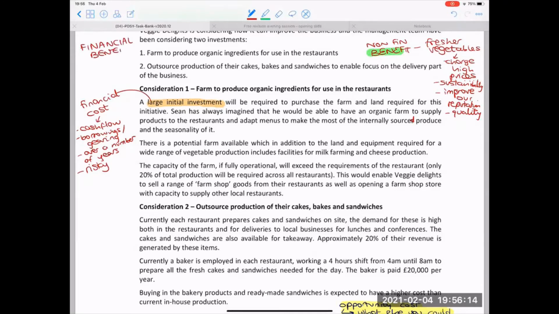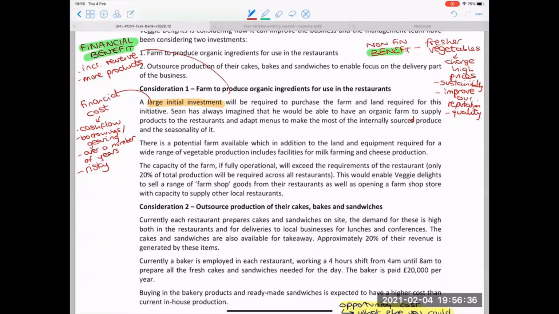We could increase our revenue in the long run as we'd have more products. You know, we'd have more to sell, and we're going to sell them for a margin, so we're going to be increasing our revenue and our profit, which is excellent.